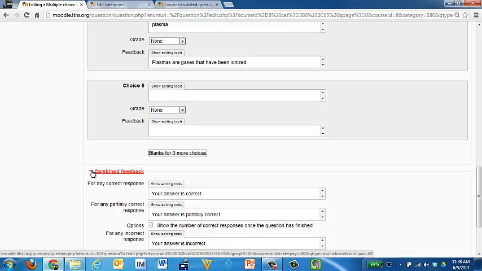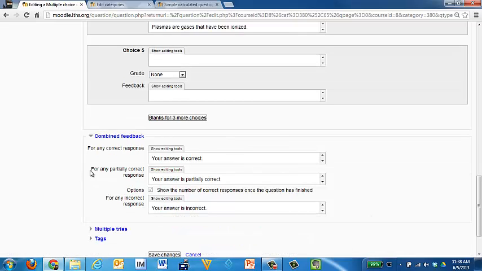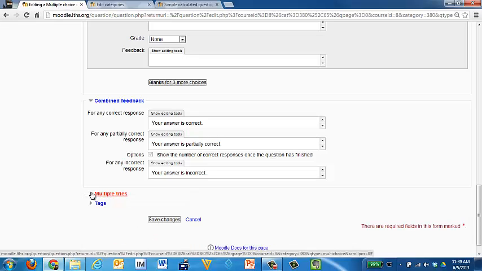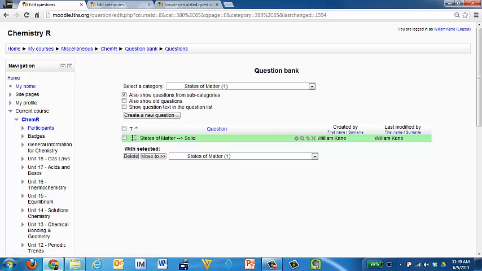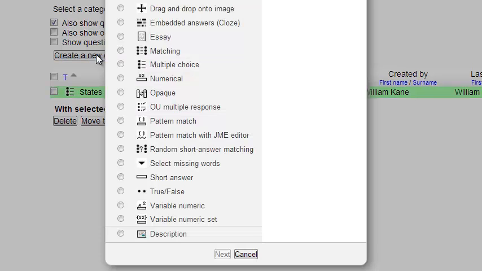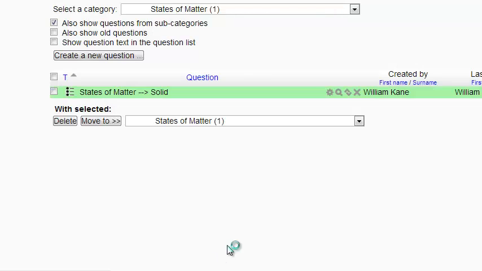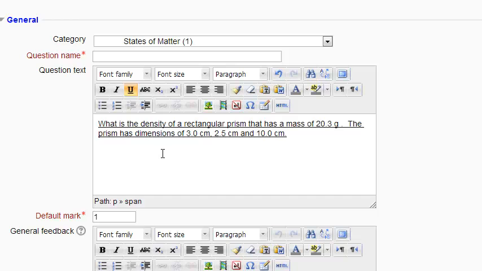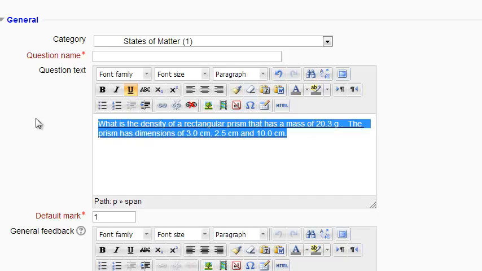As far as combined feedback is concerned, we can change the feedback for any of the types of responses: correct, partially correct, or completely incorrect. Multiple tries we're not going to mess with because, again, we haven't been playing with that. We just click Save Changes. Now, if we wanted to have a multiple choice that had multiple answers, we could click on that again. I've previously pasted this. No, I didn't.